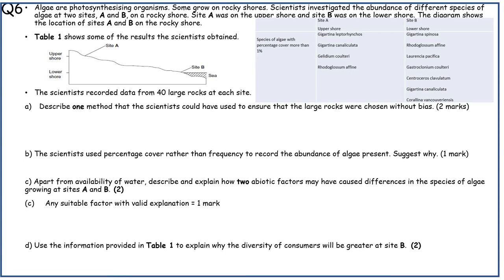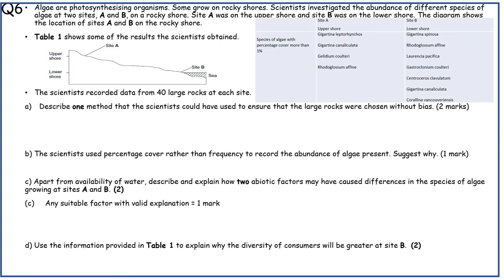Question 6. Algae are photosynthesizing organisms. Some grow on rocky shores. Scientists investigated the abundance of different species of algae at two sites, A and B, on a rocky shore. Site A was on the upper shore and Site B was on the lower shore. The diagram shows the location of sites A and B on the rocky shore. Table 1 shows some of the results the scientists obtained. The scientists recorded data from 40 large rocks at each site.